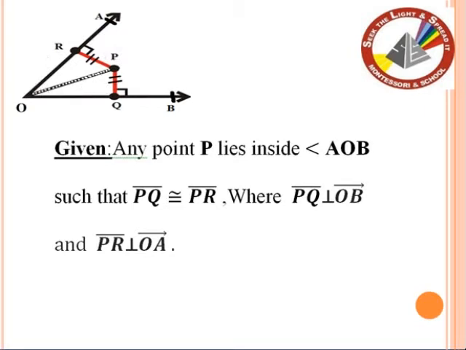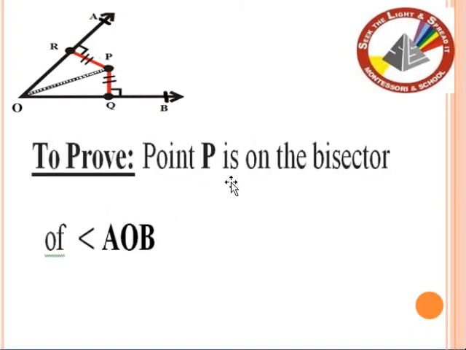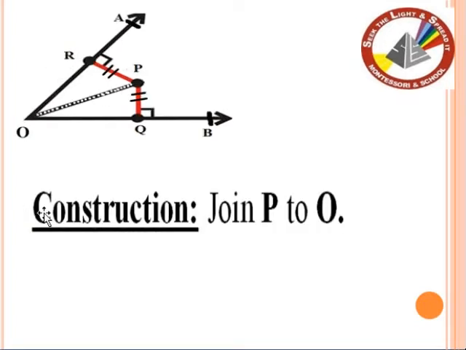Now we are going to write the next step of the theorem, that is, to prove. We have to prove that point P is on the bisector of this angle AOB. It means this point P is lying on the bisector of this angle AOB, and you know what a bisector is. A bisector is a ray that divides this angle into two equal angles. Now we will write the construction. In construction, we have joined this P to O.